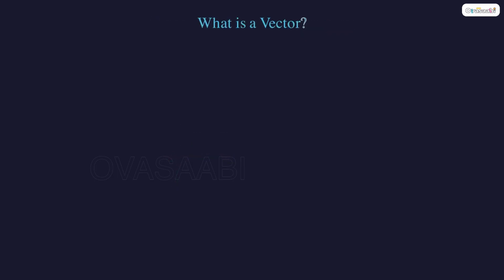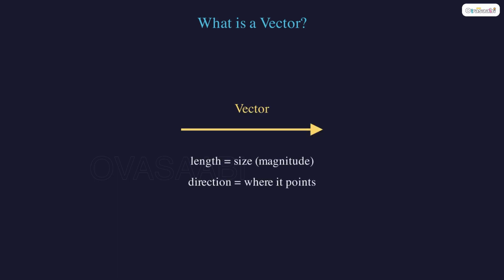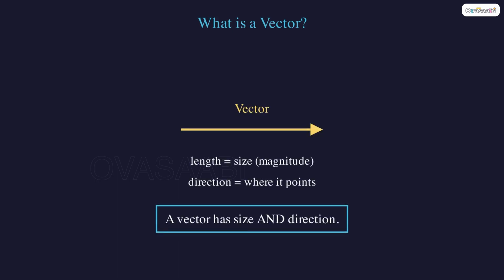A vector is a quantity with both size and direction. We draw it as an arrow. The arrow's length shows the size, and where it points shows the direction.